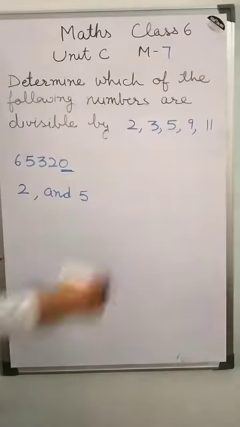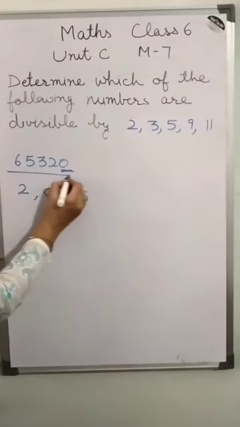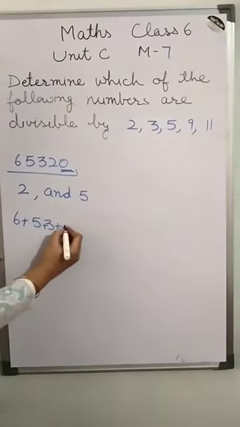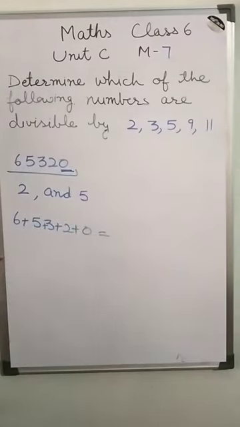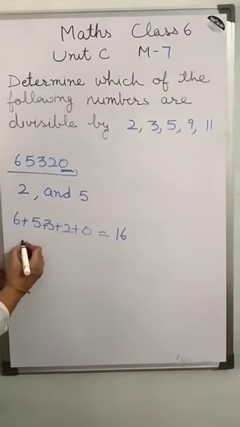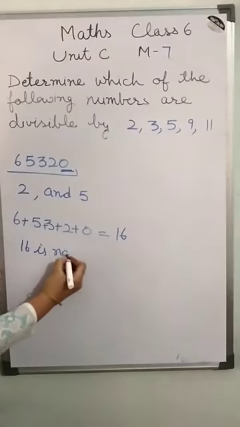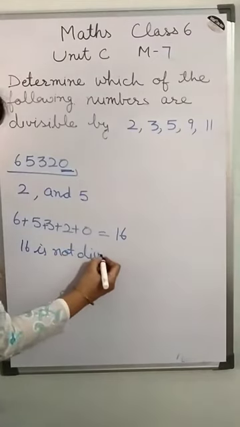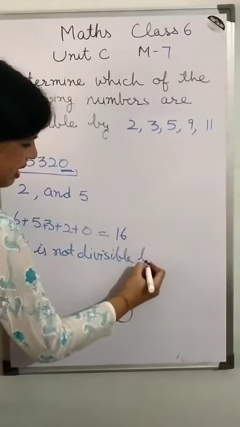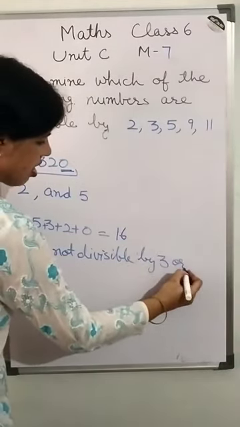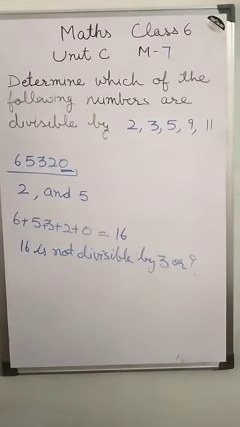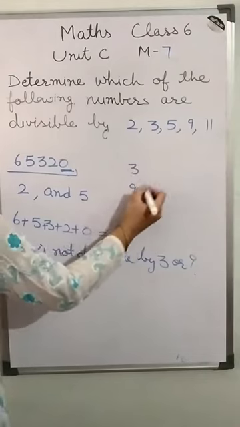For 3 and 9, we add all the digits. Just see, 6 plus 5 plus 3 plus 2 plus 0 is equivalent to 16. And 16 is not divisible by 3 or 9. So this number is not divisible by 3 and not divisible by 9.